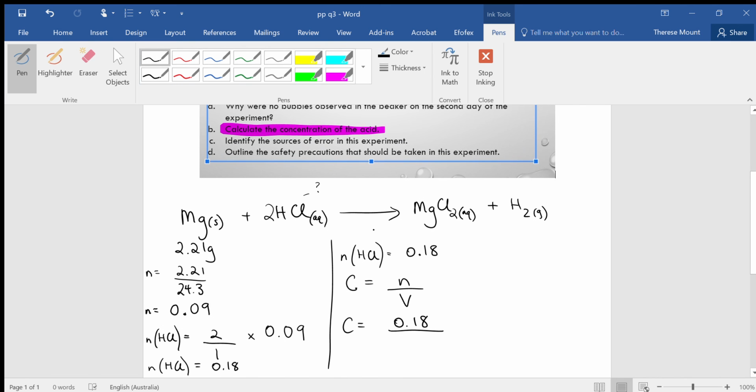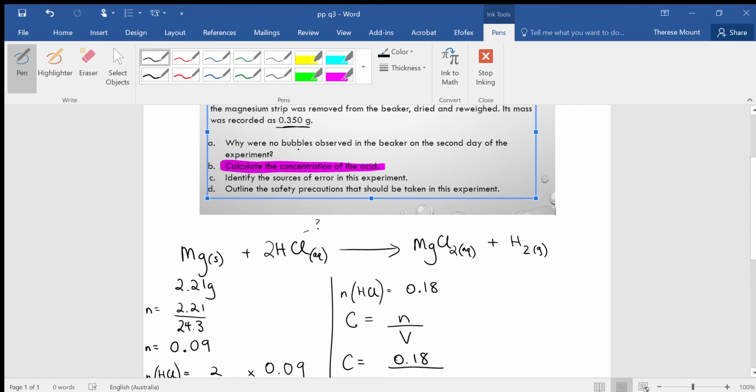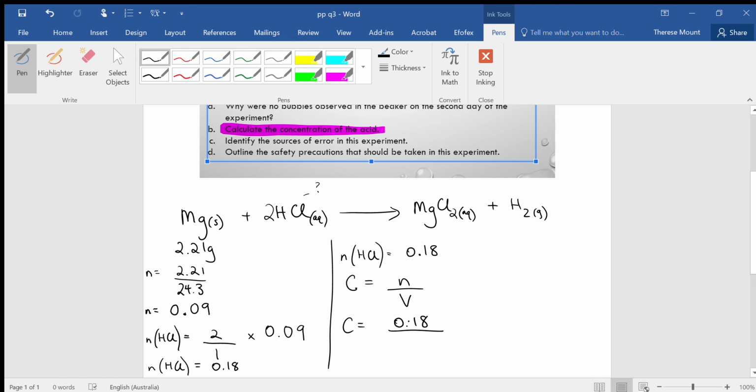So we know all the hydrochloric acid is used up because no more bubbles were produced and we had some excess magnesium. So all of these moles have been used up. Anyway, so that's the amount of moles of hydrochloric acid we've got. The volume was 200 mils. This volume has to be in litres, so we divide that by 1,000, which is 0.2. Okay, so when I divide that, my concentration is 0.9 molar.